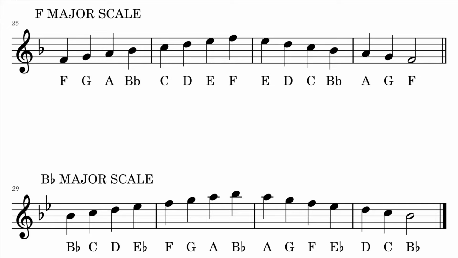So, the alto saxophone version is in the key of F major and the tenor saxophone version is in the key of B flat major. Now, I'm not going to play them for you, but if you'd like to warm up, here they are on the screen. Make sure you know how to play them and it will make life a lot easier.